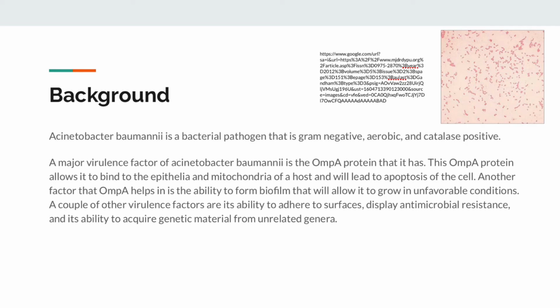Another factor that OmpA helps with is the stability to form biofilm, which will allow it to grow in unfavorable conditions. A couple of the other virulence factors are its ability to adhere to surfaces, display antimicrobial resistance, and acquire genetic material from unrelated genera.